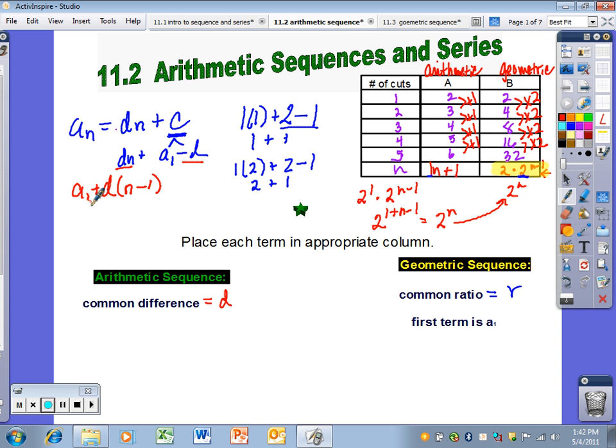So an arithmetic sequence can also have a first term. But if you like to use this formula best of all, you may use that one. But do know it does lead to this formula if you're given the first term as well.